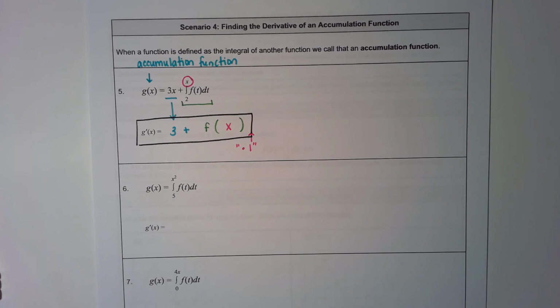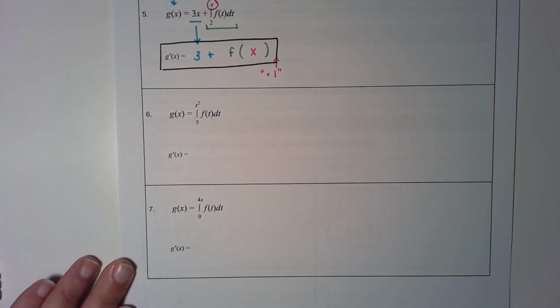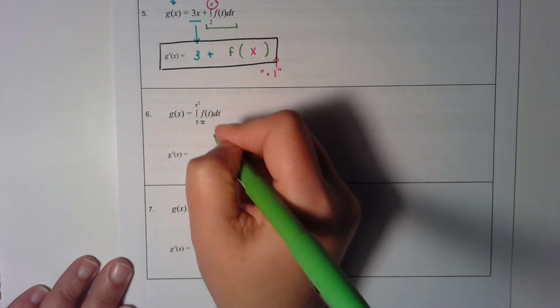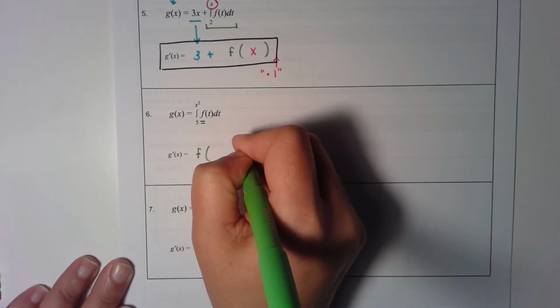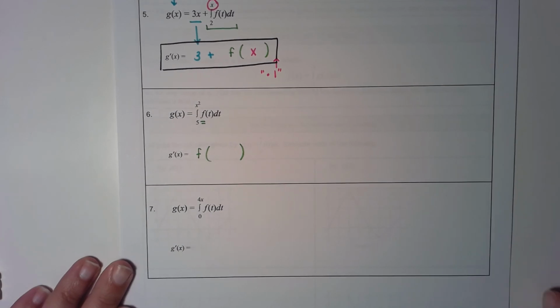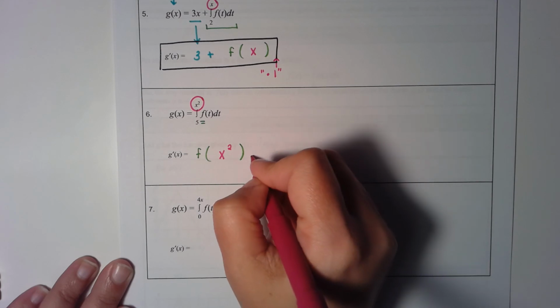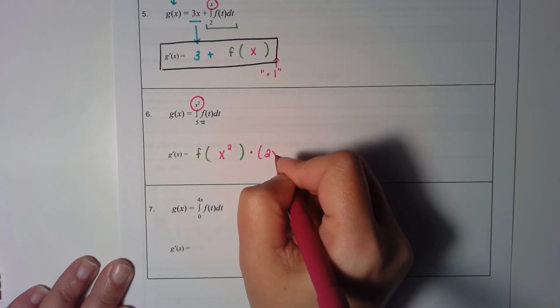Next, for number 6, g of x is equal to the integral of f of t dt. So for g prime, we're just going to use the fundamental theorem of calculus, which says when you take the derivative of an integral, you stick with the original function. So I'm going to have f of something, and I'm not going to put the minus because the bottom is just a number, so the derivative would be 0. I'm going to plug in the top bound, which is x squared. This time the chain is 2x, so I am going to write it.